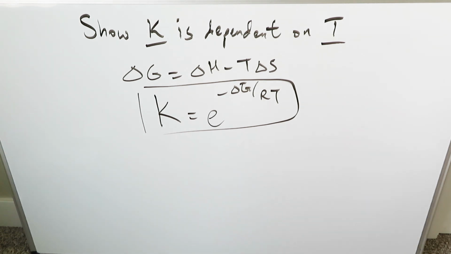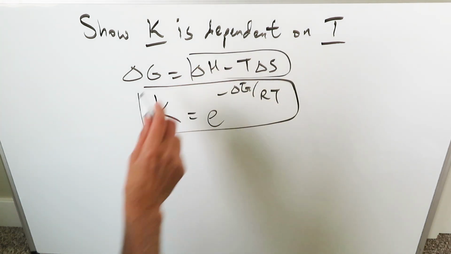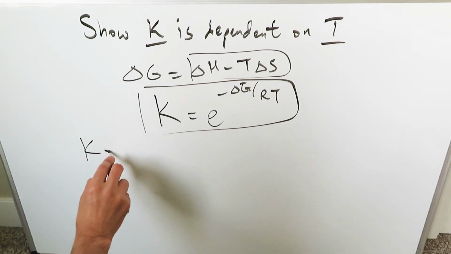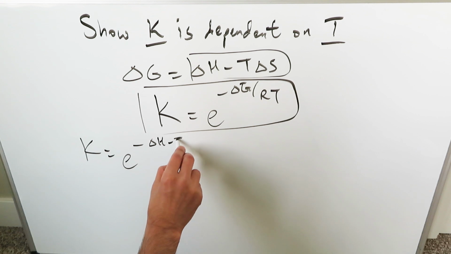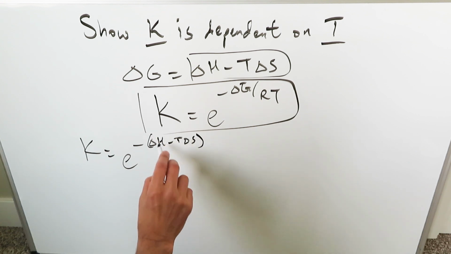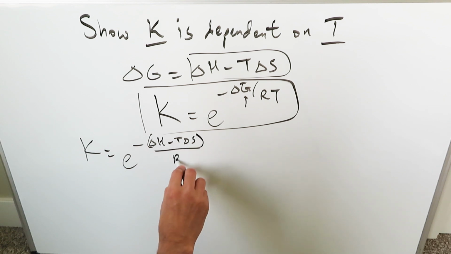Now what do I know delta G to be equal to right here? Delta G I know is equal to this. So we modify the equation to this. K is equal to e to the power of minus (delta H minus T delta S). You want to parenthesize this because the minus is impacting everything right over here, divided by RT.